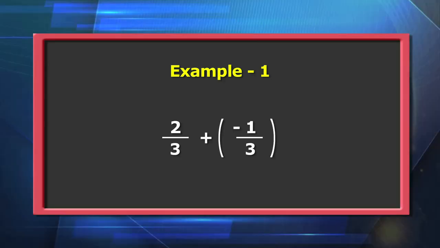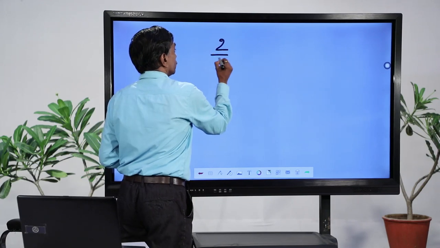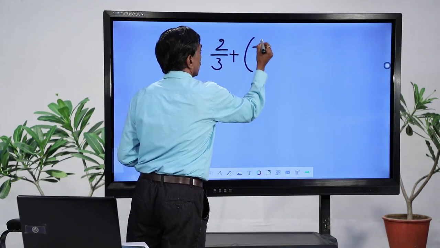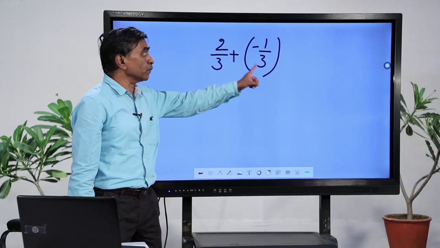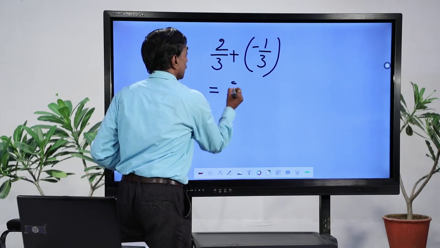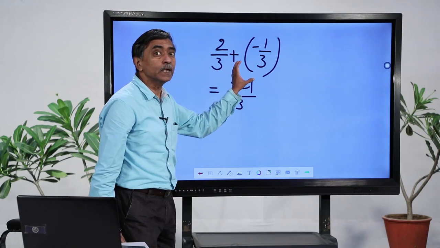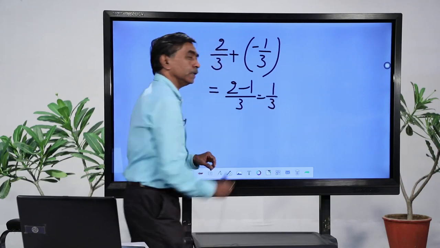Let us take the first one. Before naming that particular property or behavior, I would like to give you an example. Suppose I take two rational numbers, 2 by 3 and minus 1 by 3, and add them under the operation of addition. What do you get here? I get 2 minus 1 divided by 3. I have taken the simplest of all rational numbers to help in calculating, and I find that this is 1 by 3.